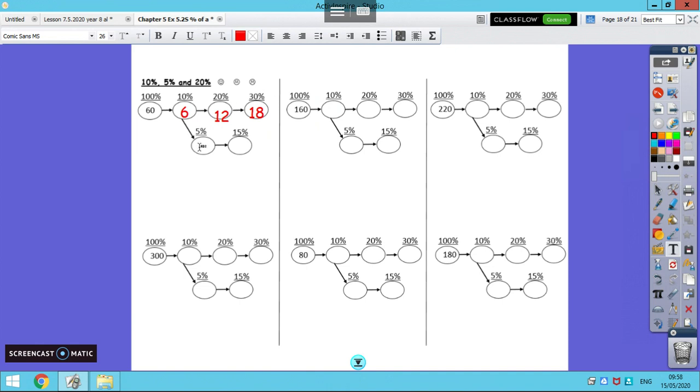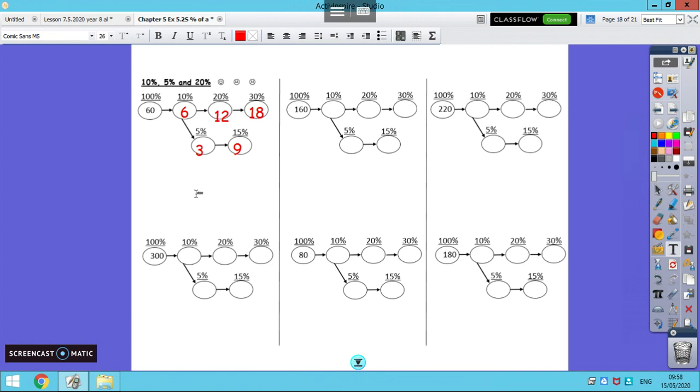Now 5% is half of 10%, so that's going to be 3, because half of 6 is 3. And then 15% is 10% add 5%, which is 9. So there's the first one done for you there as well.